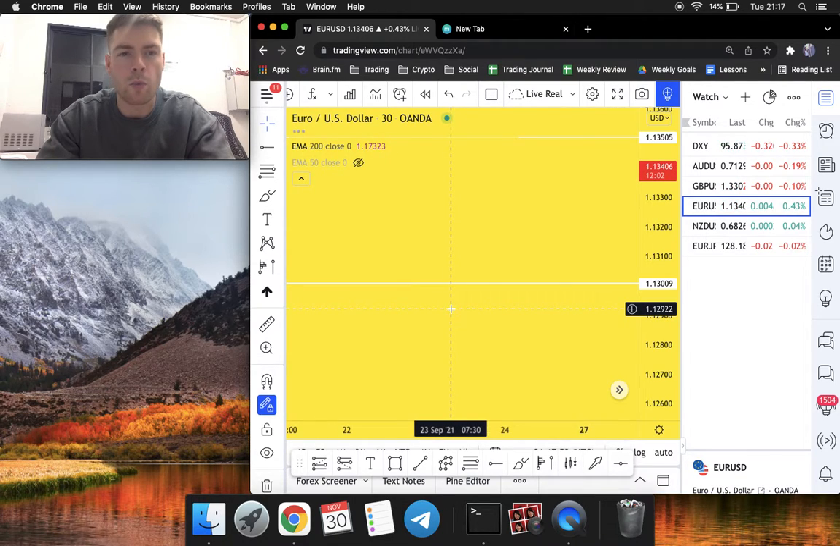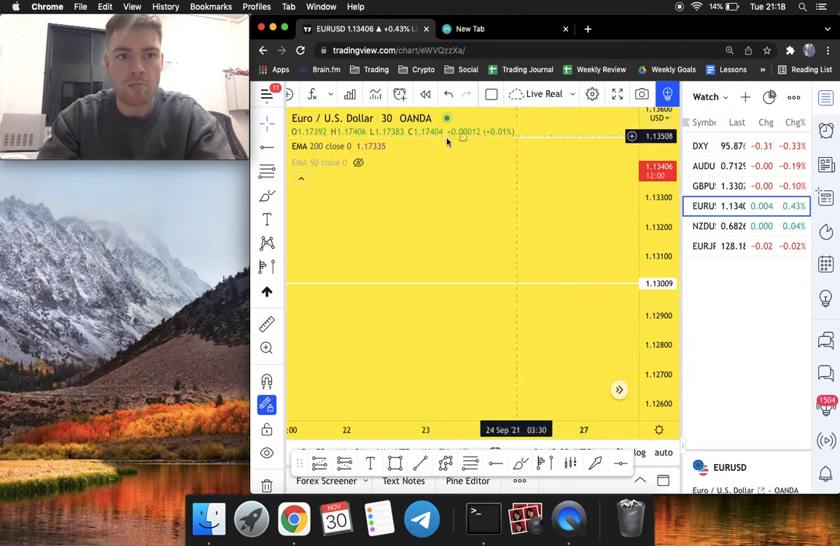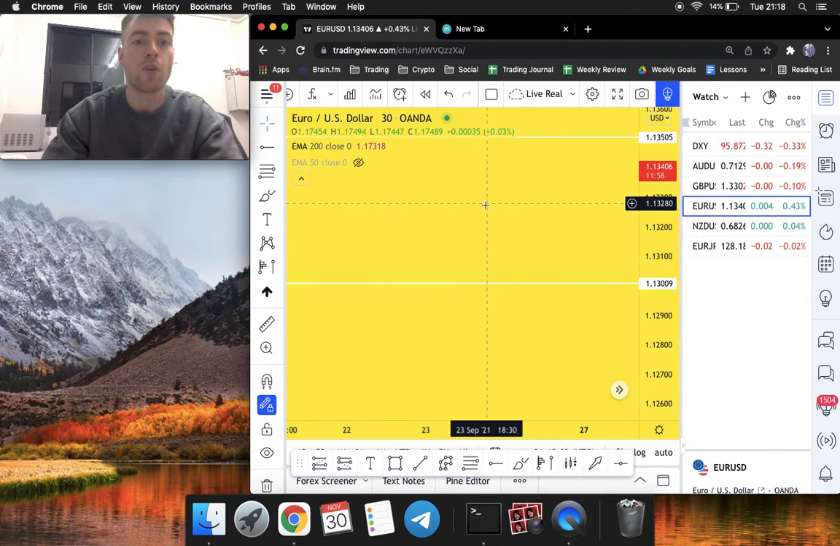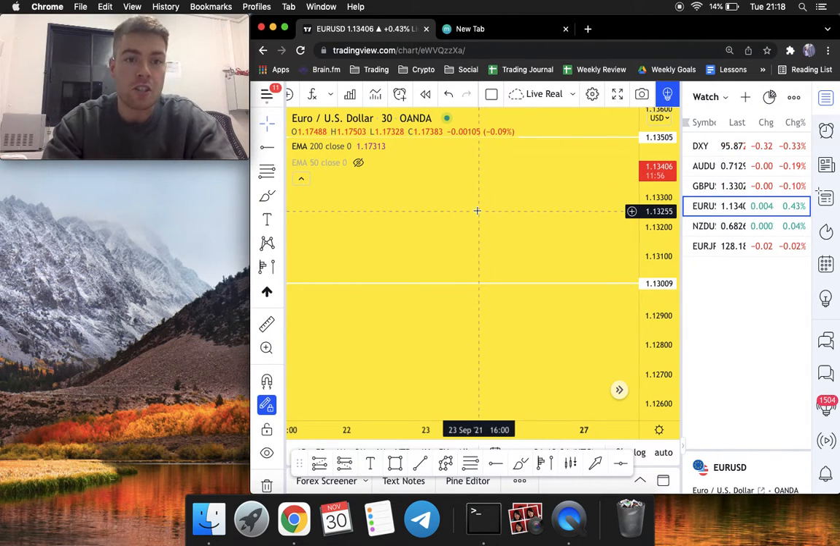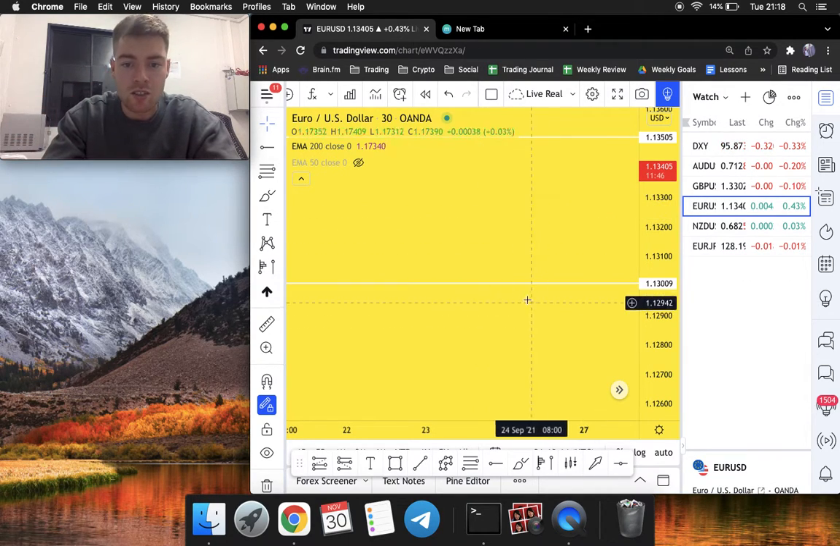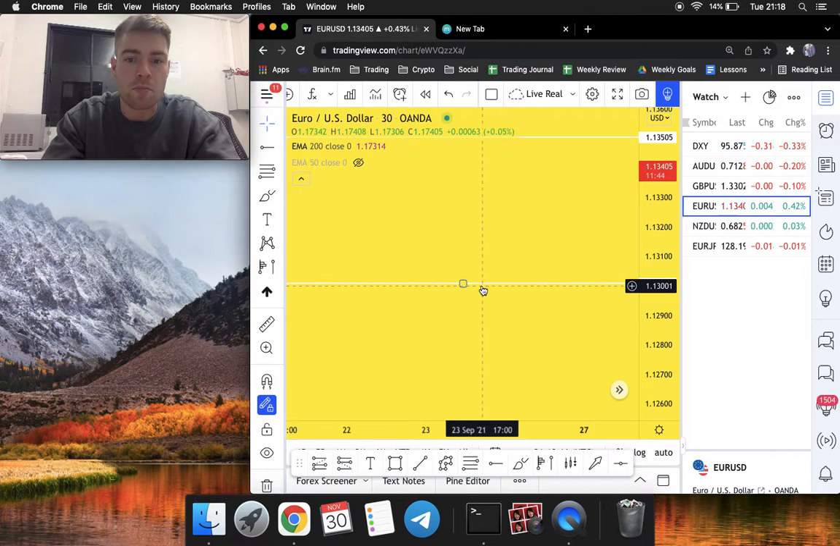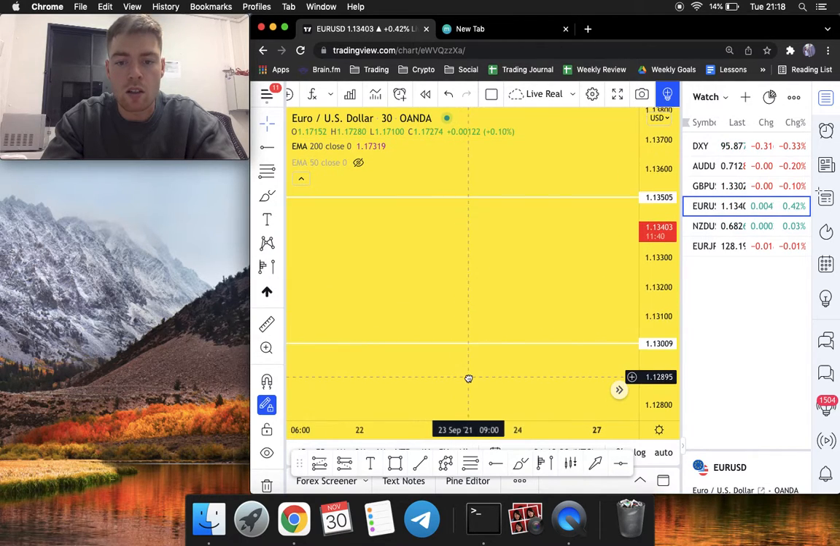So you can see that my chart is blank at the moment, so I haven't got a clue. But my prediction based on the DXY is that price is going to be bullish, because the DXY is going down. Again, I'm looking at that key time, which is the London session. I'm looking at the 23rd of September, and the London session, which is 7, 8, 9 a.m.